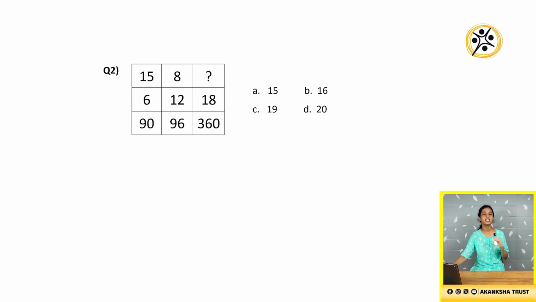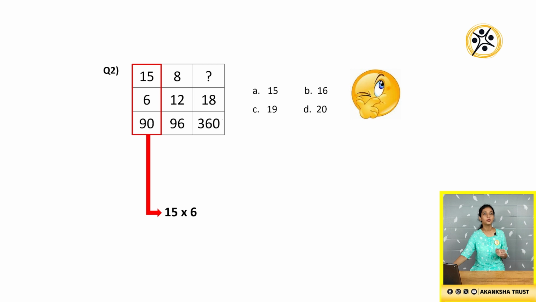So coming to the second question, we have a question mark or a missing number in the first row itself, and we have entries for all other rows and columns. Since the first row itself has a question mark, let us try to deduce any relationship in the first column. So we can see that 15 when multiplied by 6 gives us the answer 90. Let us check if this relationship holds true for the second column as well. We can see that 8 when multiplied with 12 also gives us the answer 96.